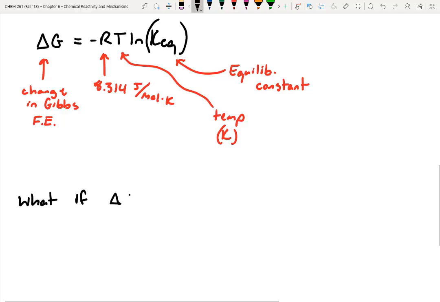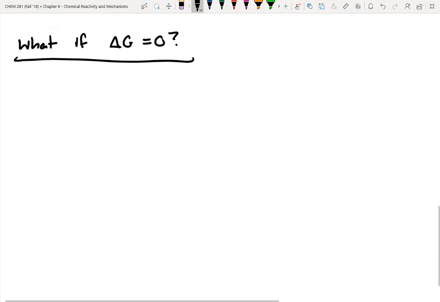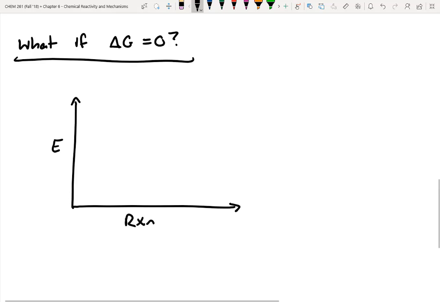What if delta G is equal to 0? All right, so let's draw this using a free energy reaction coordinate diagram where we've got energy on this axis and reaction over here. What does it mean if the delta G is 0? Well, the energetic level of your products and reactants is going to be exactly the same, right? So there's no change in Gibbs free energy. There is going to be some sort of energetic hump. So activation energy we can still show.